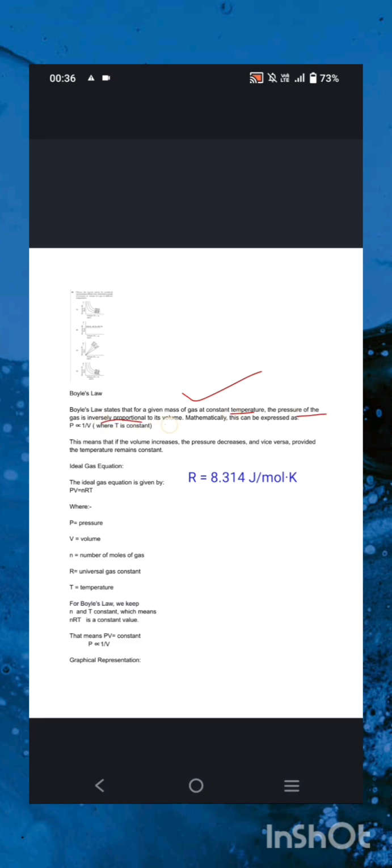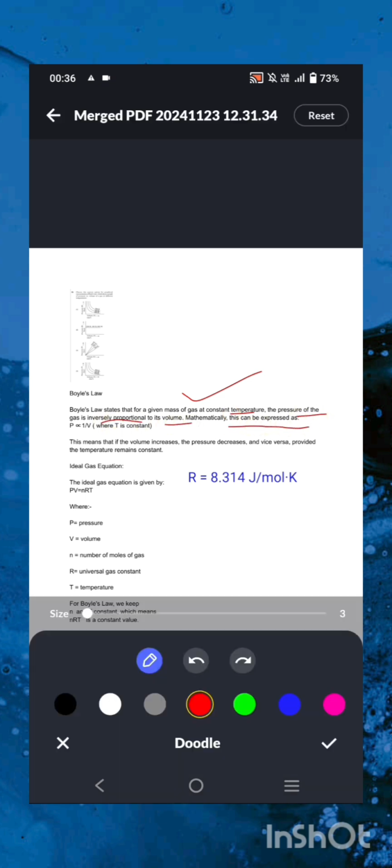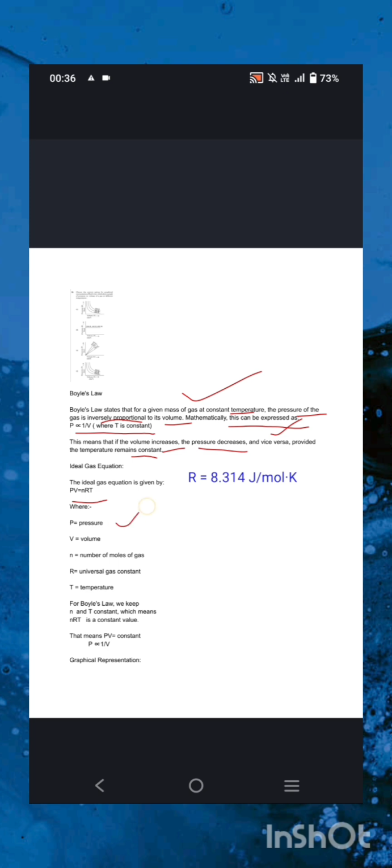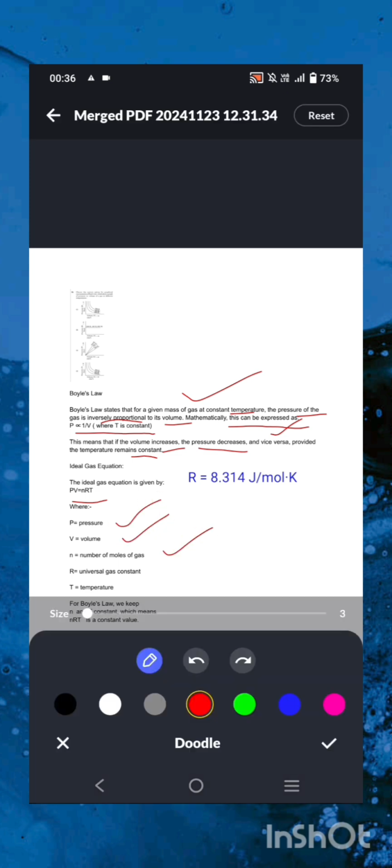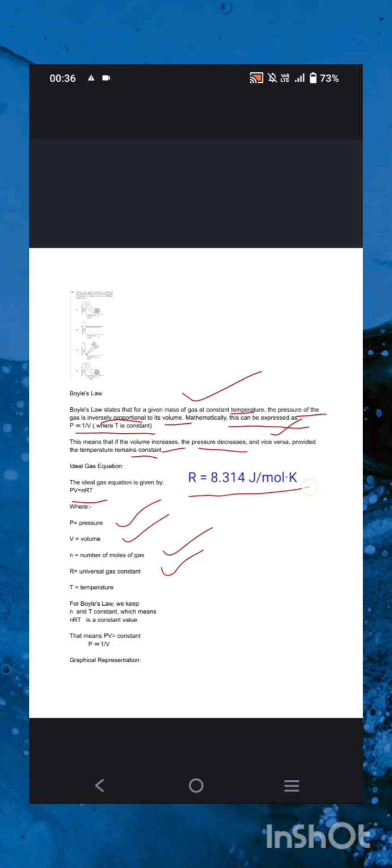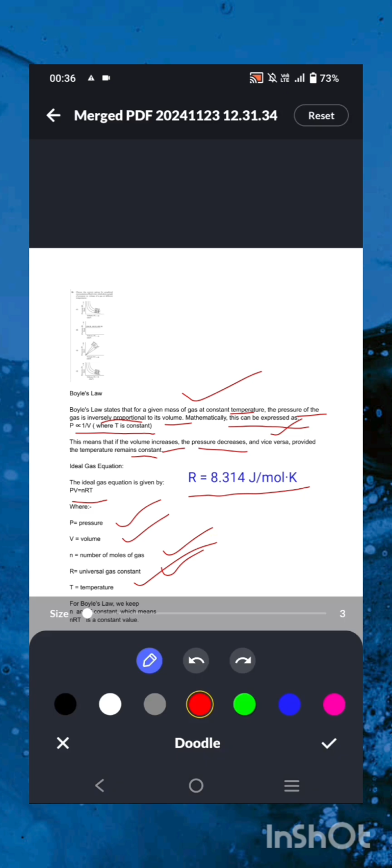Boyle's law states that for a given mass of gas at constant temperature, the pressure of the gas is inversely proportional to its volume. Mathematically, this can be expressed as P varies 1 by V, where temperature T is constant. This means that if the volume increases, the pressure will decrease. If volume decreases, the pressure will increase, where temperature remains constant.